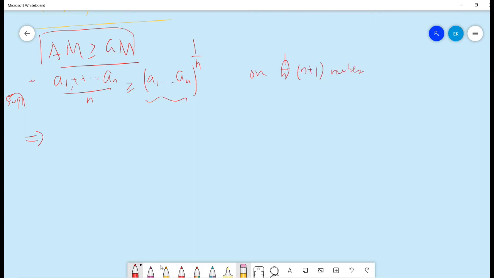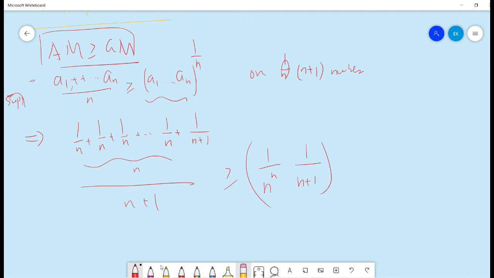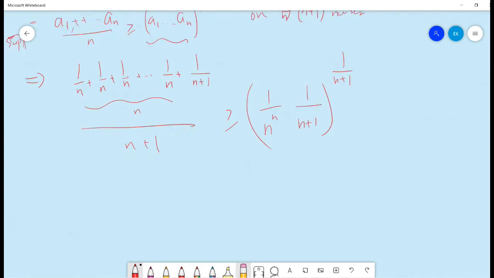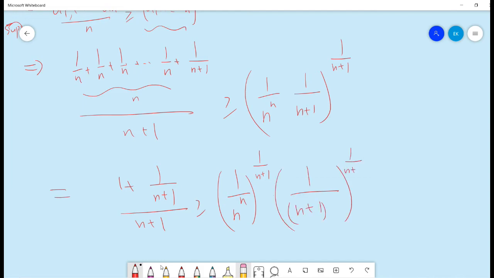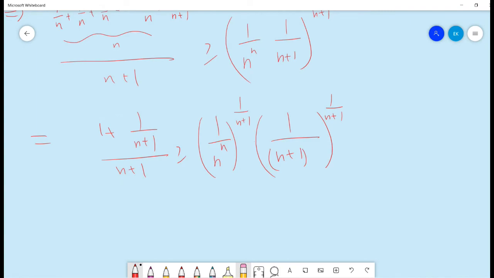So what we have is 1 plus 1/n, n of them, and 1, which is n+1 numbers in total. Divided by n+1, this is larger than the product of these to the 1/(n+1) power. So we have 1 plus 1/(n+1) to the n+1 larger than this product. Be careful that the computation is somewhat tedious. So basically, we combine this.